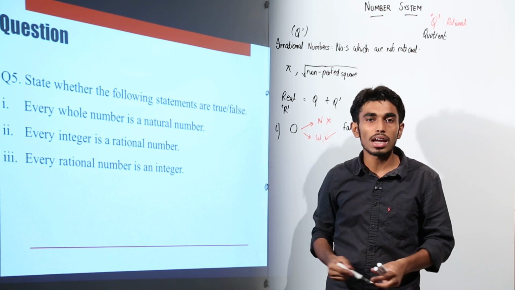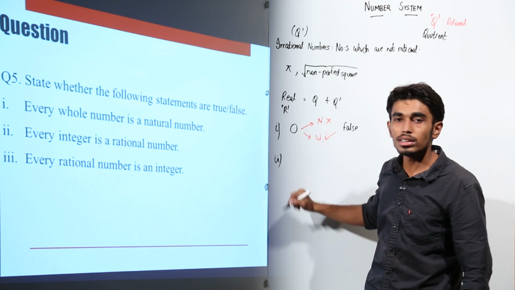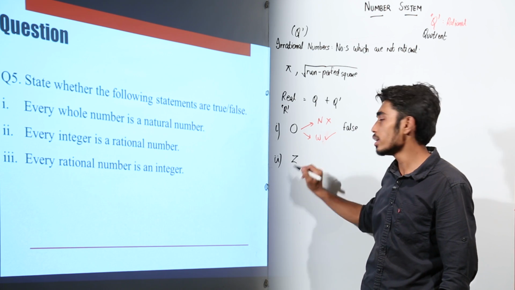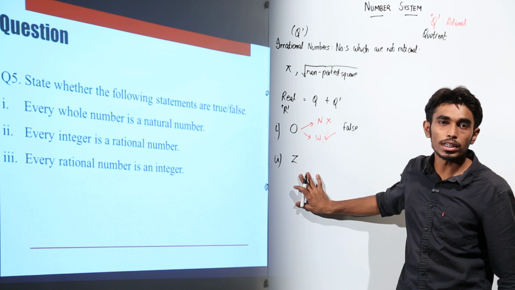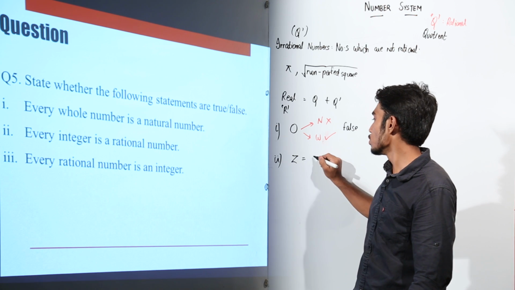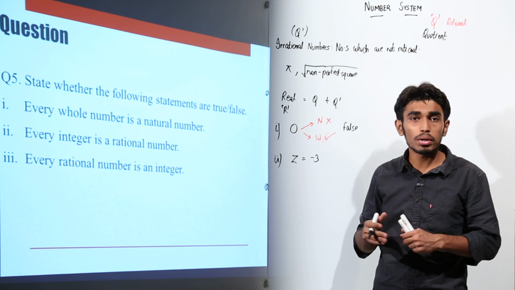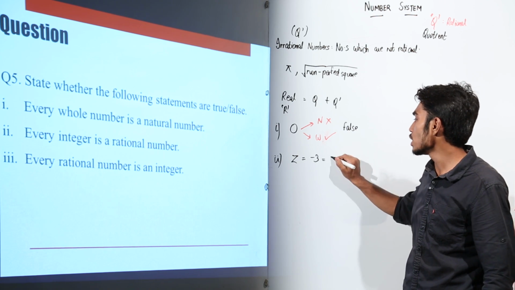Every integer is a rational number. We know how to represent an integer. An integer is represented by z, right? Z can be any integer. Let us say if z is equal to minus 3, we know any integer can be written as minus 3 by 1.